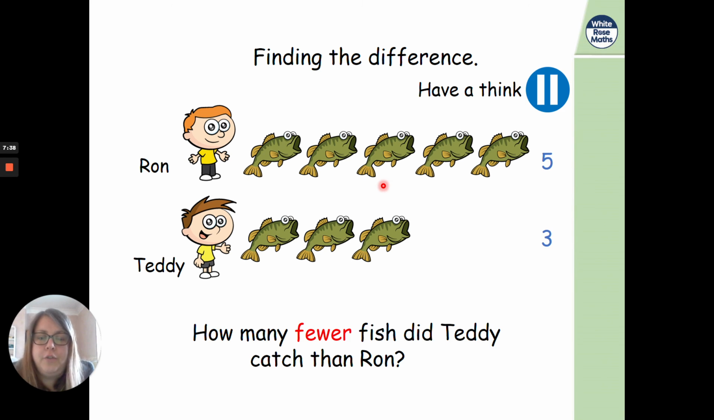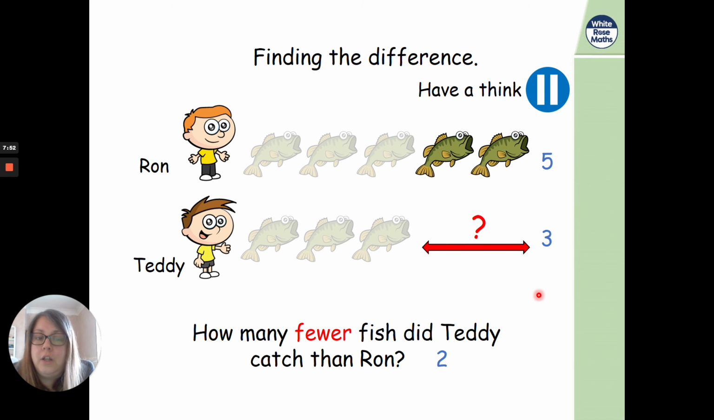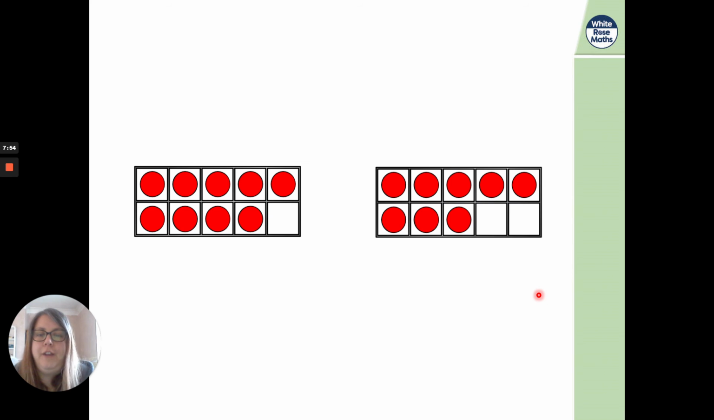So 5 and 3, there we are again. How many fewer fish did Teddy catch than Ron? So remember, we're looking for the difference between how much less does Teddy have than Ron. 5 take away 3 equals 2. Well done if you got that.